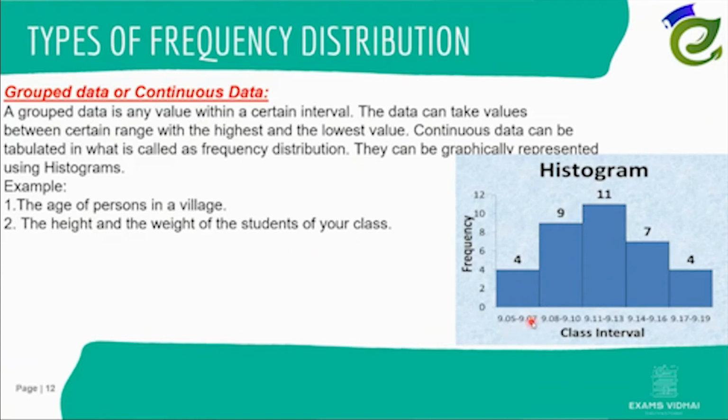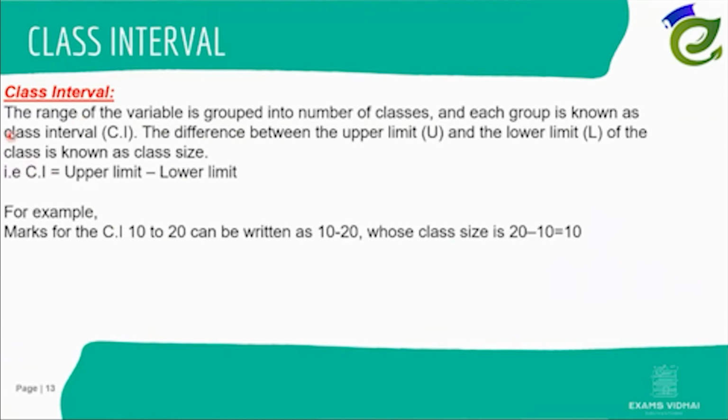See here the range is taken. So it is a histogram. Class interval. The range of the variable is grouped into a number of classes and each group is known as a class interval. The difference between the upper limit and the lower limit of the class is known as the class size. The class interval is upper limit minus lower limit. For example, if you take 10 to 20, the class interval is 20 minus 10, which is 10.